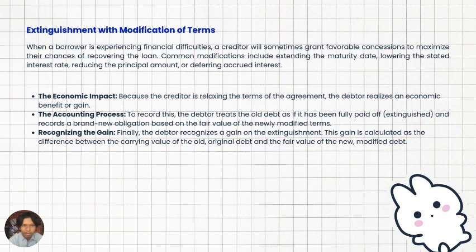And second, the accounting process. To record this, the debtor treats the old debt as if it has been fully paid off or extinguished, and records a brand new obligation based on the fair value of the newly modified terms. And the last one is recognizing the gain. So finally, the debtor recognizes a gain on extinguishment. This gain is calculated as the difference between the carrying value of the old original debt and the fair value of the new modified debt.